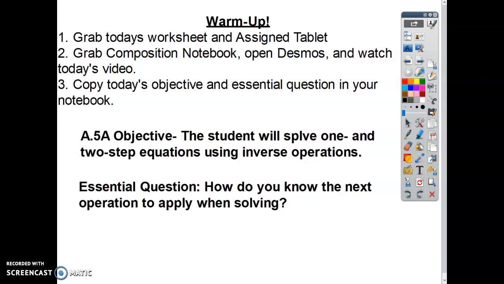Okay, today we are going to be solving equations again, but it's multi-step equations, so you're going to have to do more than one step to solve the equation. Make sure that you wrote down the objective and the essential question for today. How do you know the next operation to apply when solving?